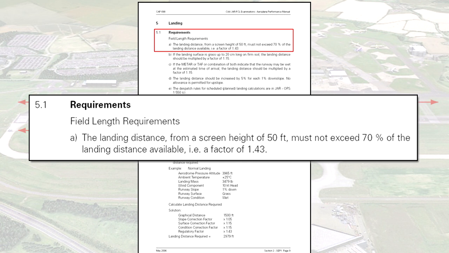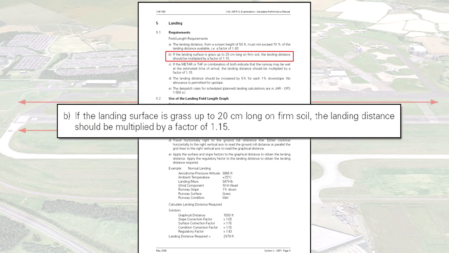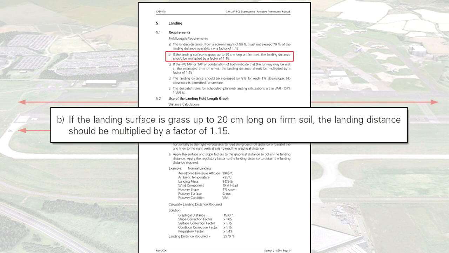Having discussed the regulation requirements detailing the maximum landing distance that must be available at a destination airfield or alternate airfield, we will now examine in detail the regulations governing how the landing distance is calculated given non-standard conditions. In CAP 698 Section 2, at the top of page 9 under point B, we read that if the runway is of grass up to 20 centimeters high, the landing distance should be multiplied by a factor of 1.15. This would effectively increase the landing distance by 15%.